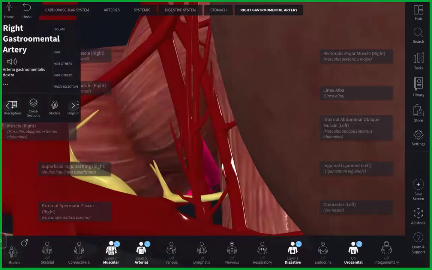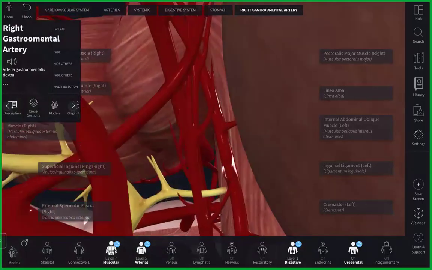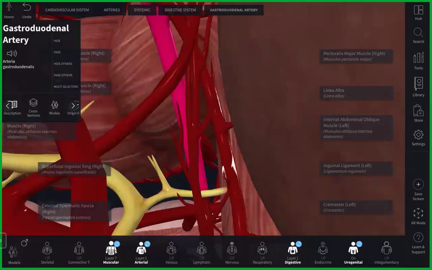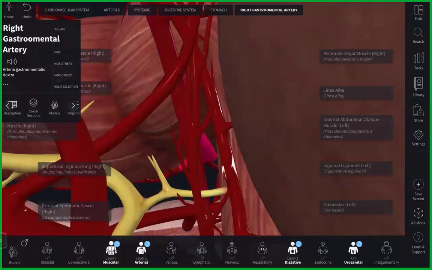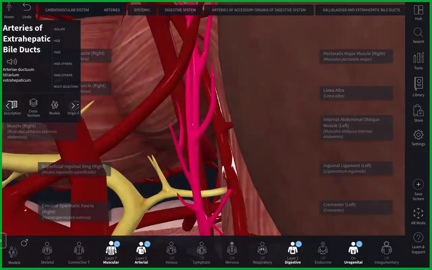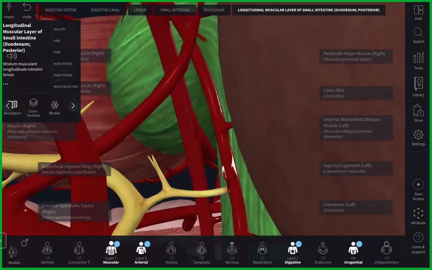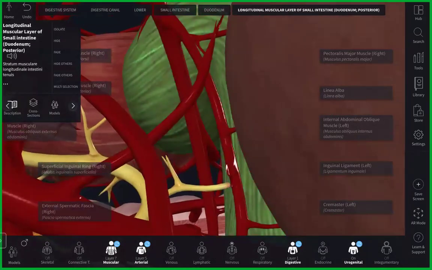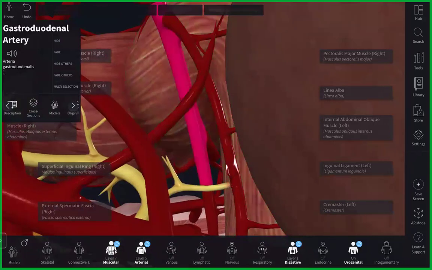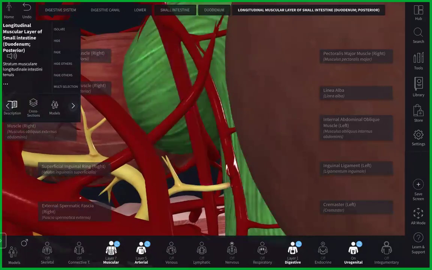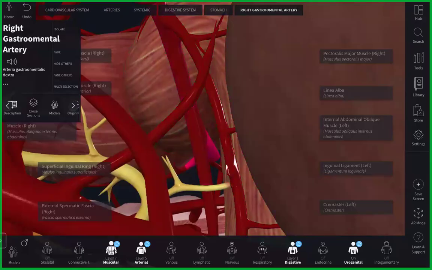So this gastroduodenal artery will go down and give some branches. That is the right gastroepiploic artery. So this is our gastroduodenal artery. You can see that it's behind the first part of our duodenum. Gastroduodenal artery, first part of duodenum. After crossing it, it will give the right gastro-omental or right gastroepiploic artery.